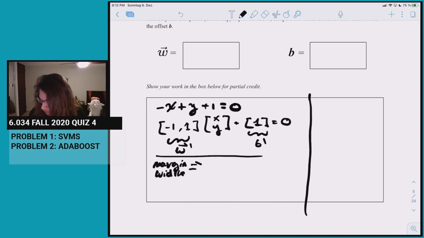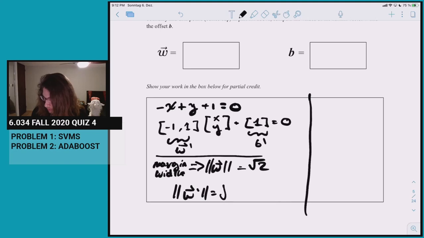The margin width equation gave me the following. The magnitude of W is equal to the square root of 2. And just to double check, I want to check what is the magnitude of W vector prime, which is equal to the square root of 1 squared plus 1 squared. And that is actually the square root of 2.